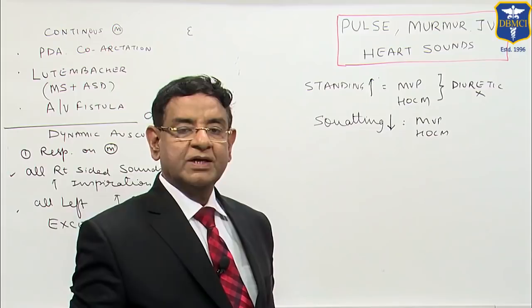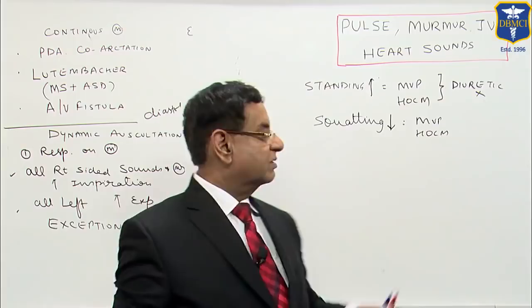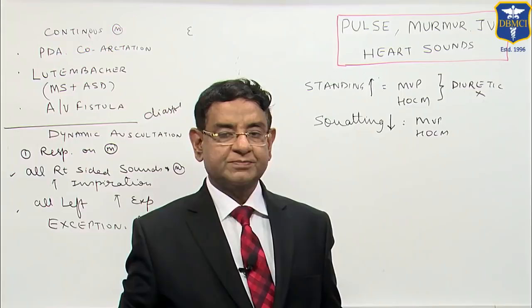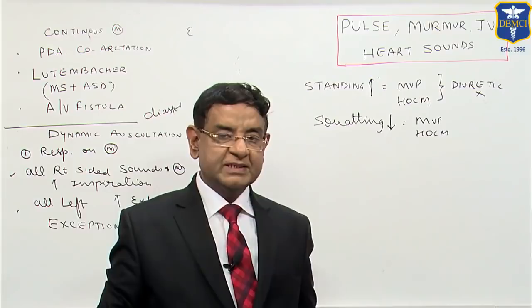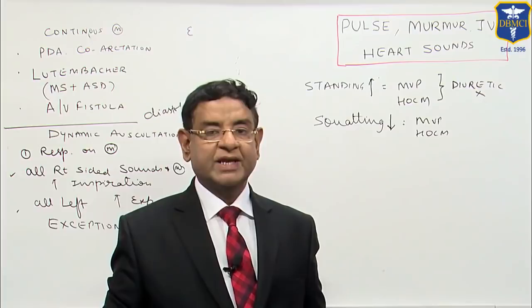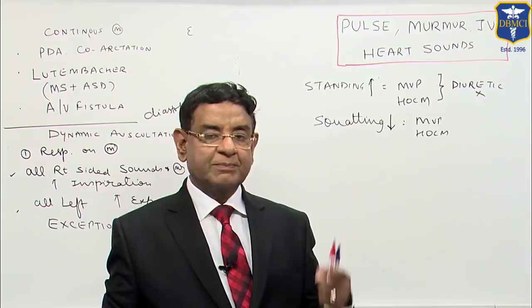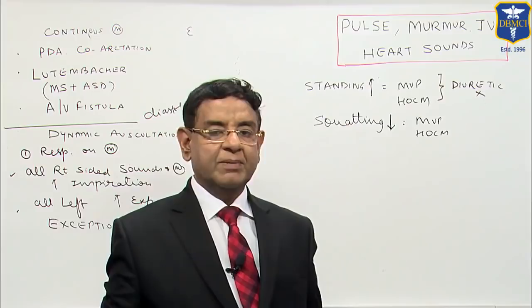Why does this happen on standing? Because when they stand, the blood is pulled into peripheral tissues, and that's why the murmur intensity increases in these. That's why in these two conditions diuretics are normally not given, because they will further reduce the intraventricular volume, so the problem will increase further. So it's a broad guideline on murmur intensity and diuretic use.